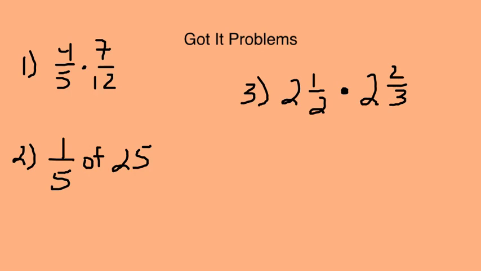Okay, so here are your 3 got it problems. Just go ahead and write these on the back side of your notes. The first one is 4/5 times 7/12. Remember, look for cross cancel and it'll make your problem easier. The second one is 1/5 of 25. So you're going to multiply 1/5 and make 25 a fraction by putting it over 1.